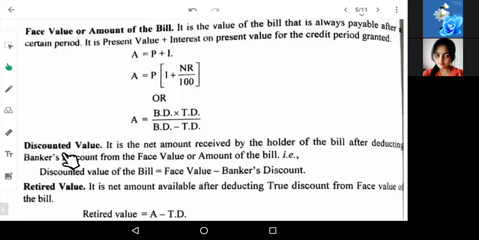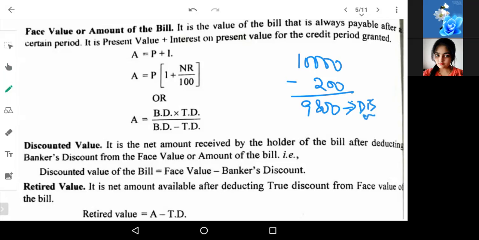Okay. Now next is discounted value. What is discounted value? It is the net amount received by the holder of the bill after deducting banker's discount from the face value or amount of the bill. So in our example, out of 10,000, when bank deducted 200 rupees and gave him 9,800, this is called as discounted value. Okay, that 9,800 is the discounted value.